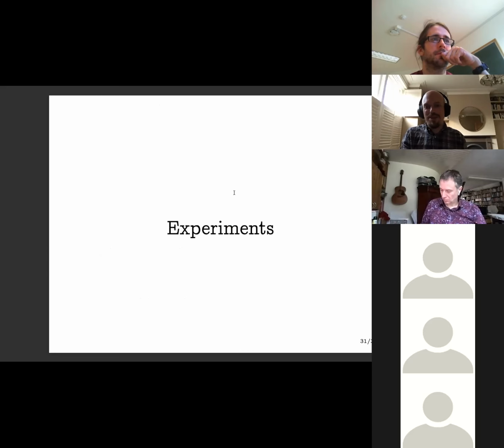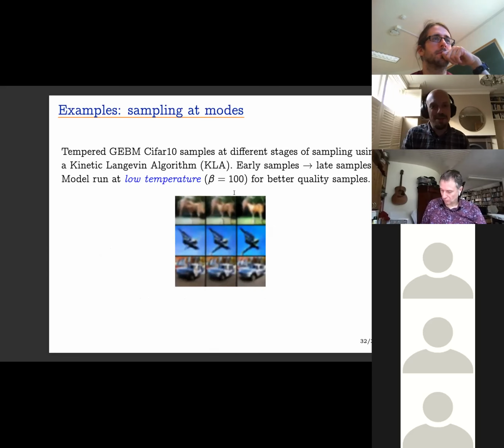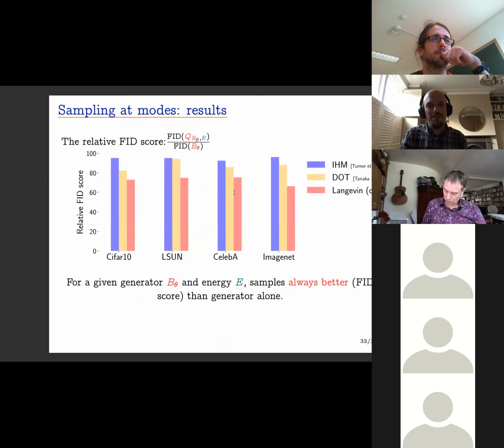Okay. It's always nice to show some pictures since we're coming to the end of the talk. There are two things to keep in mind. One is that I made a claim that we can always do better using the energy function. On the y-axis here, I've shown a score which measures the quality of samples. Lower is better. 100 is what you get without the energy function. We always do better. It's not a surprise, as long as our energy function is not flat, we're going to do better. And indeed we do. There are also some heuristics we compare with, which I won't go into.